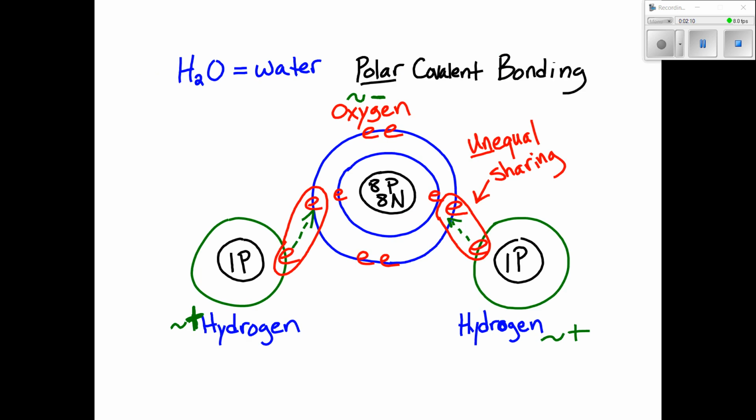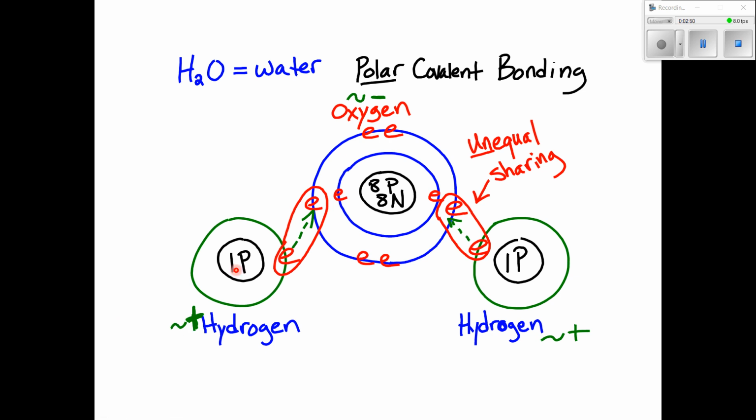So let's begin by remembering how water molecules form. Remember, each water molecule is made up of 2 hydrogen atoms bonded to 1 oxygen atom. And because these are polar covalent bonds, because the sharing of electrons between the oxygen and the hydrogen is an unequal sharing, the hydrogen atoms have a slight positive charge, and the oxygen has a slight negative charge.